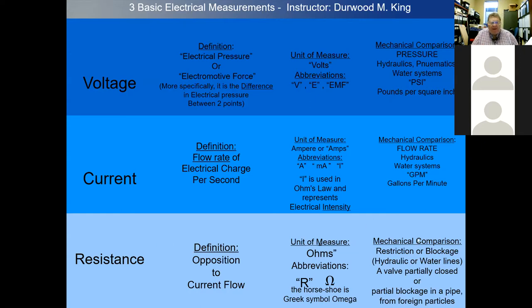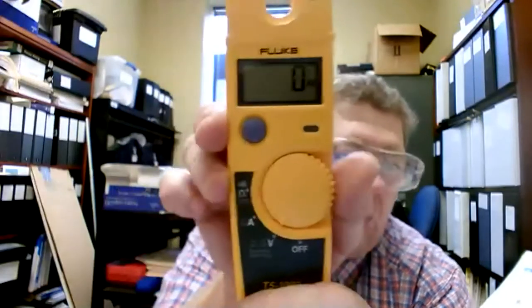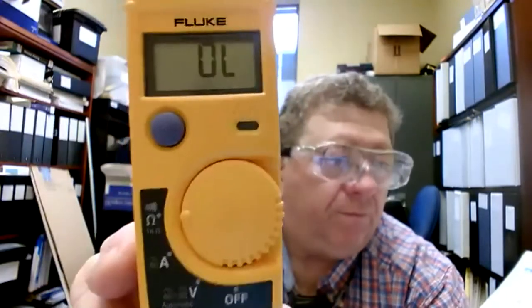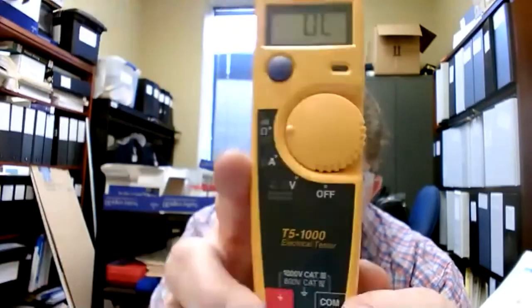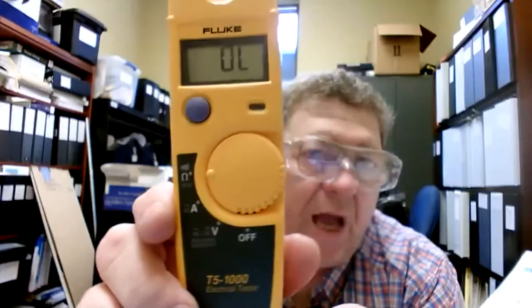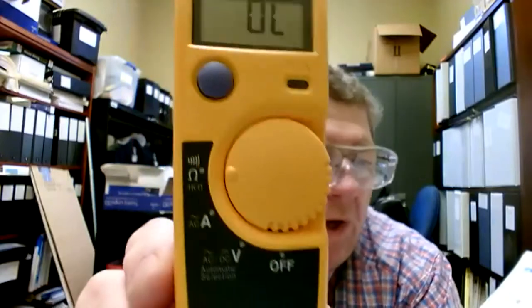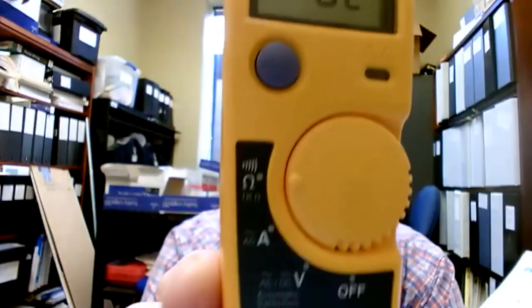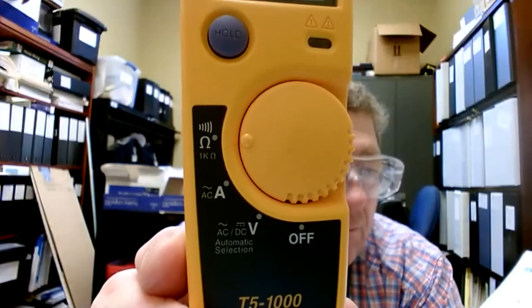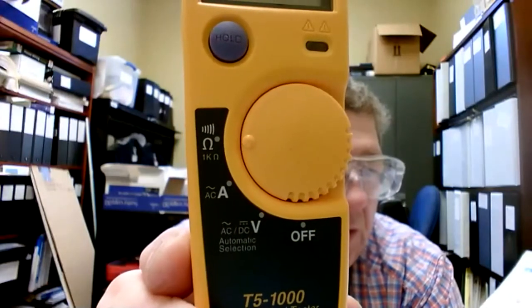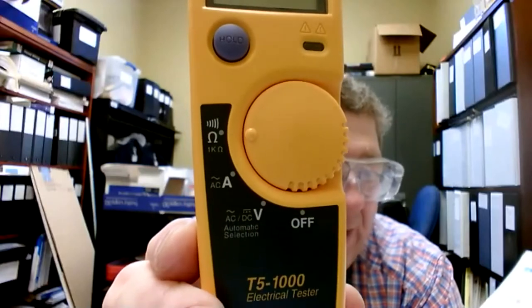Okay. And when we look at the setting on a meter for checking resistance, we're going to go to the horseshoe symbol, the ohms, right there. One thing to keep in mind about meters is that no matter what measurement you're dealing with, they all have a top limit, and when they get there, they can't read any higher. So what do you see beside the horseshoe symbol on this meter? What does it say under it? 1K. 1K ohm. Now, does anybody know what K means? Kilo-ohms.